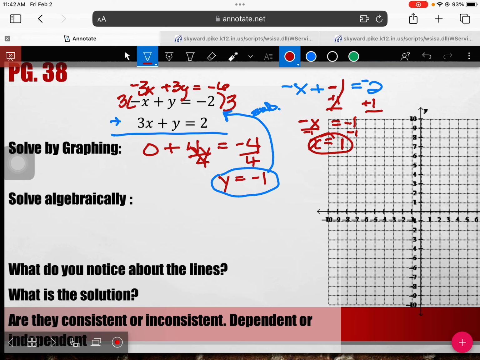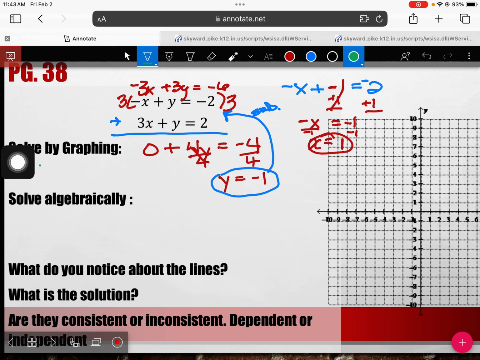All right, so what's my solution? You have an x value and a y value. Right here, what's my solution? We've solved it algebraically. Can we put it together? You're talking about 2 linear equations. Well, if we're not really sure, maybe we should graph them. So let's go ahead and graph them.